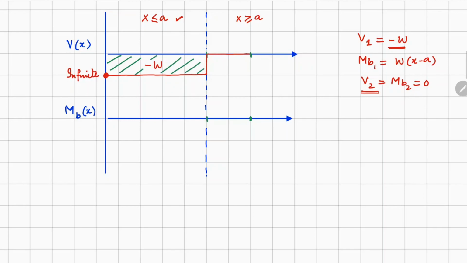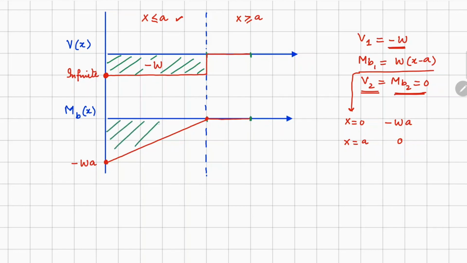Now when we look at your bending moment, your MB1 is given by this equation. So we can evaluate this at 2 points, x equals 0 and x equals A. At x equals 0 we get minus WA, at x equals A we get 0. So maybe we start from here, and this value right here is minus WA, this one right here is 0. Connect them by a straight line. Your MB2 value here is 0, so we maintain a constant 0 there. So we can shade this part. This is your bending moment diagram.